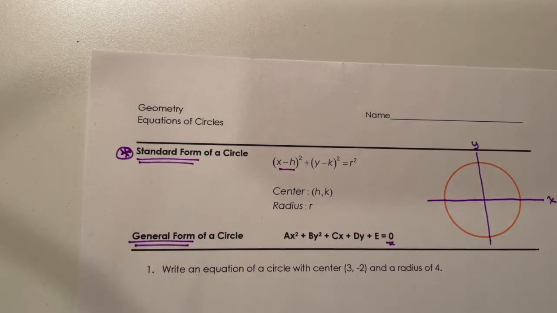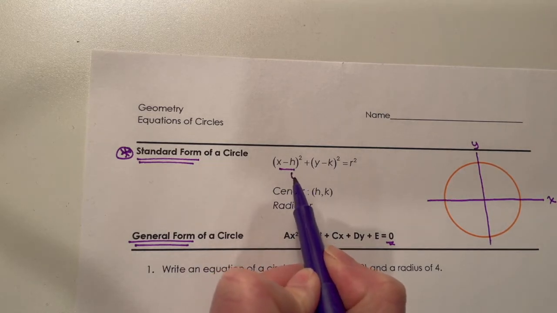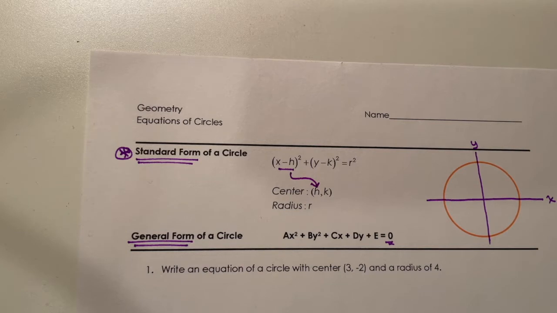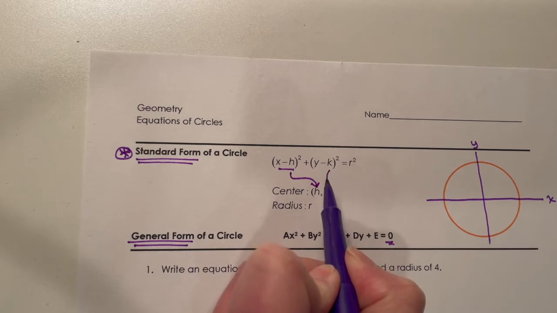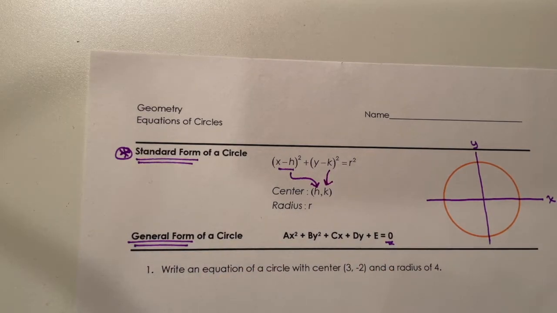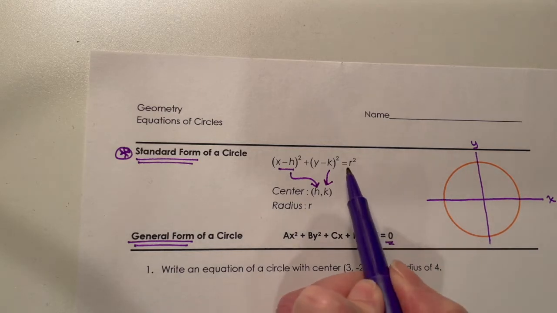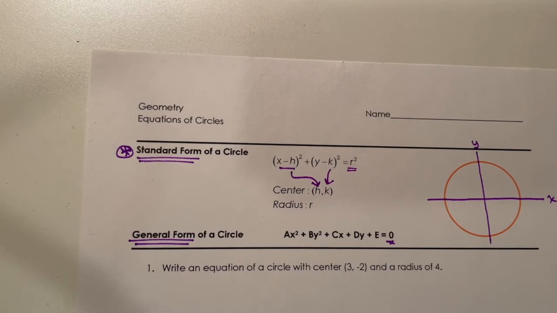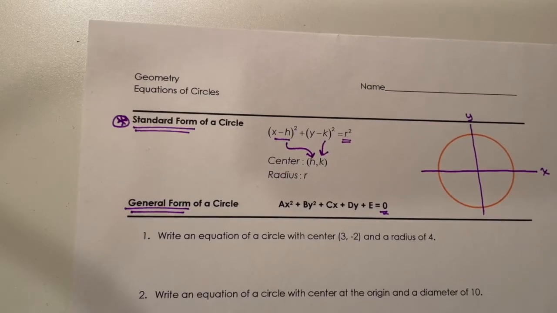And so we have the x coordinate here, and it's written as x minus h quantity squared, where for h we take the opposite sign that's in the parentheses, right? And h is the x coordinate of the center. And then we have y minus k quantity squared, and k is the y coordinate of the center. And then it's set equal to the radius squared. So to get the value of the radius, we just take the square root of that number. And so just some pretty basic things to get us started here.